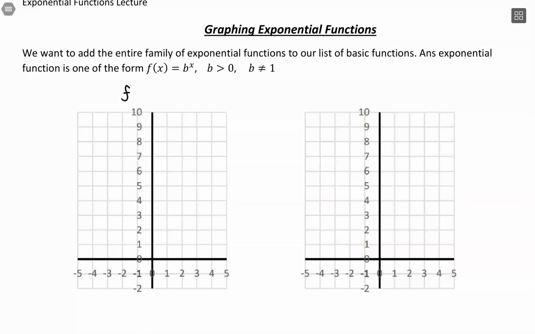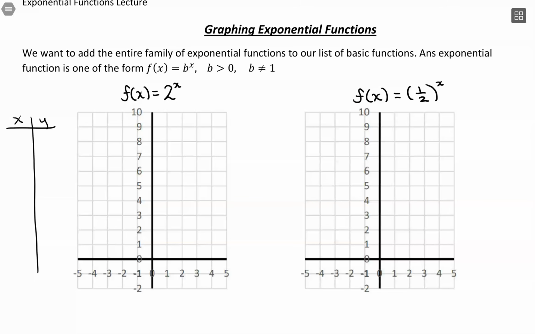So what we're going to do is graph 2 to the power of x and 1/2 to the power of x. What we could do is make a table of values, x and y. Let's start at 0 and then go up from there, and then we'll talk about the reverse.